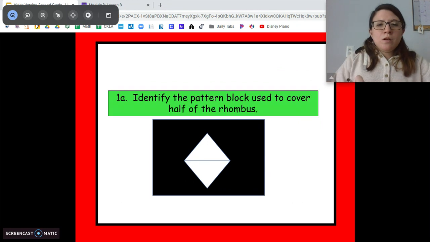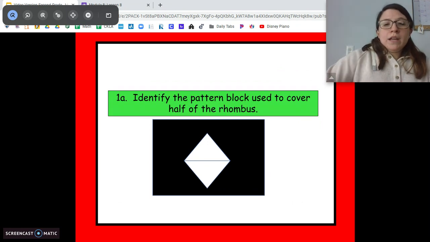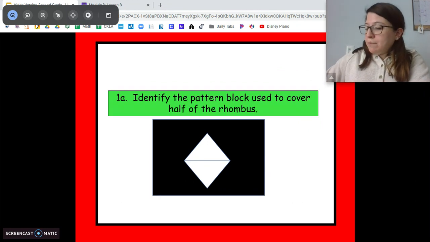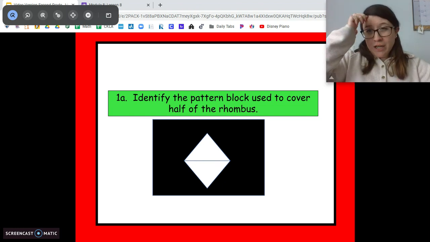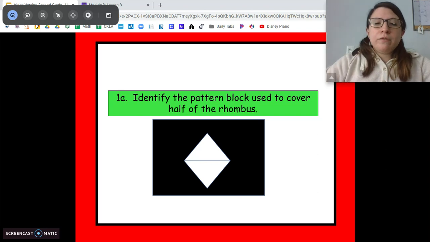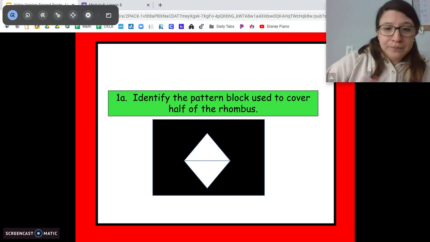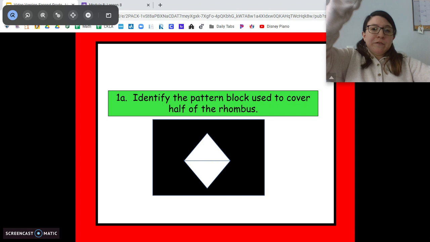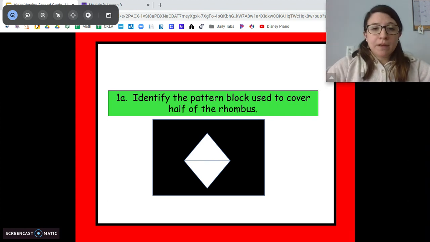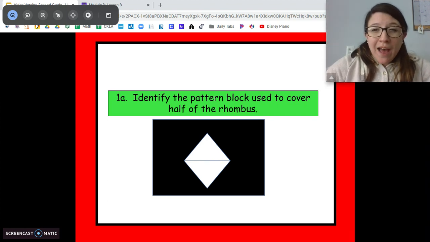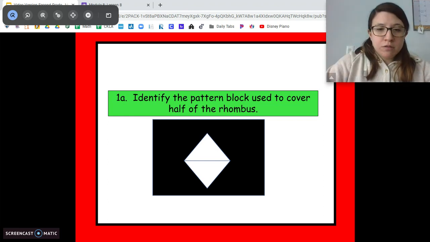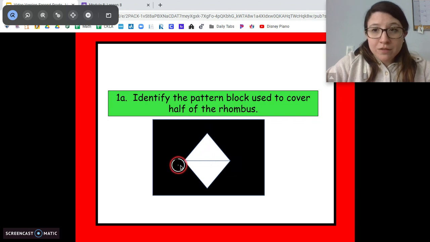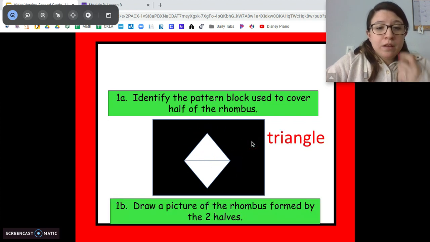Nice job. Okay, so what we're going to do today is talk about the different shapes we've been identifying, and talk about how we can cover a shape with different smaller shapes. So if you look at this rhombus here, you see that line down the middle. So we have 2 halves of our rhombus. What pattern block could we use to cover up half of the rhombus? So look at this half here. What shape could we use? A triangle. Very, very good.